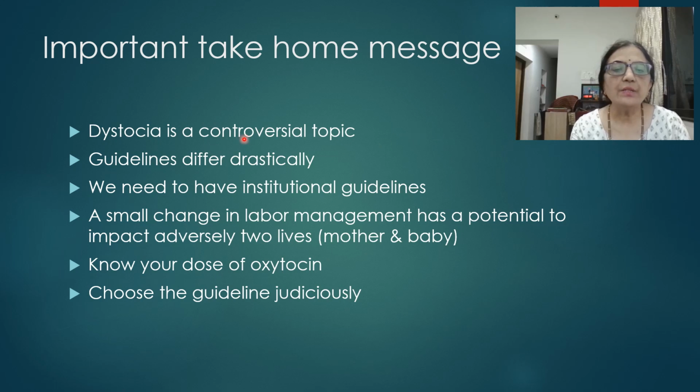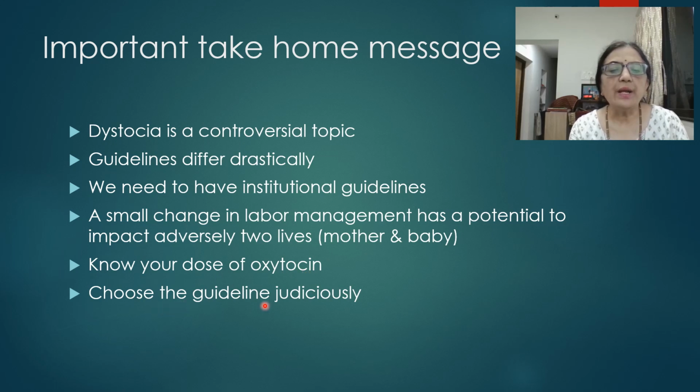Take-home message is dystocia is a controversial topic. Guidelines differ drastically. We need to have our own institutional guidelines. A small change in labor management has the potential to adversely impact two lives, mother and baby, such as, for example, whether you consider active labor at 4 centimeters, 5 centimeters, or 6 centimeters. It can have a profound impact on the obstetric outcome, with a change in the maternal as well as neonatal outcome. We should always know our dose of oxytocin and it should always be expressed in milliunits per minute, and for that also we should have our own hospital protocol.